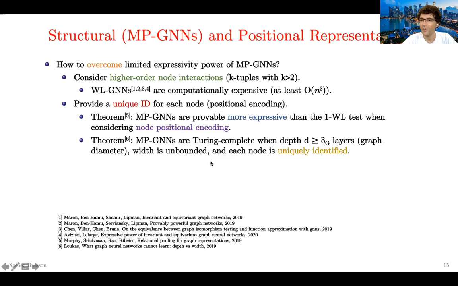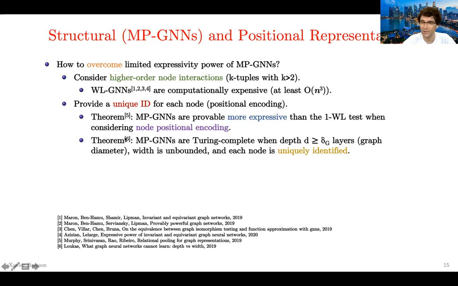So how can we overcome this limited expressivity power in message passing GNNs? As I said before, we can consider higher order node interactions. So instead of just looking at pairwise nodes, you can also look at k-tuples of nodes. This gives us the WL GNNs, which are computationally more expensive than message passing GNNs. An alternative is to provide a unique identity for each node, so a unique positional encoding for each node.